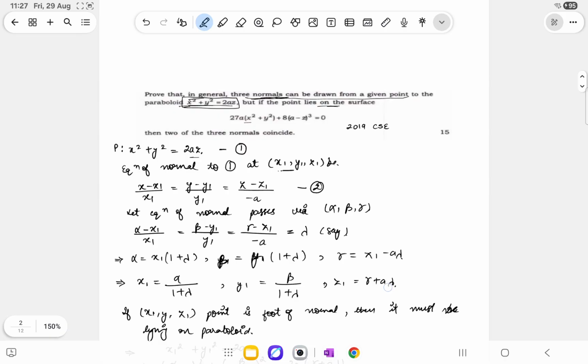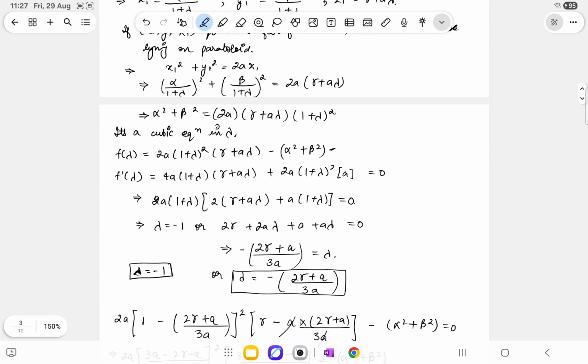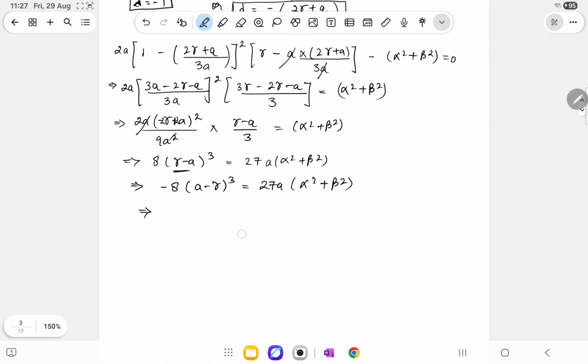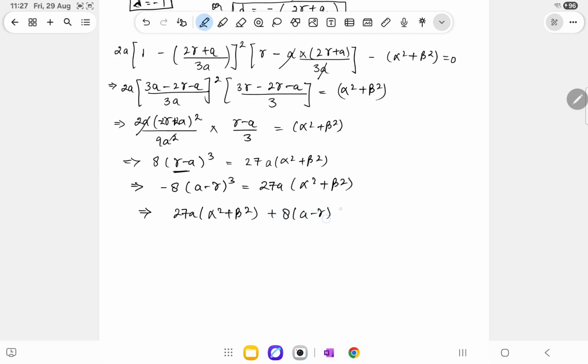27a into plus a minus z cube. If I take minus common from this term, I'll get 8 into a minus gamma cube is equal to 27a alpha square plus beta square. So from here I will get 27a into alpha square plus beta square plus 8a minus gamma cube is equal to 0. So this is the relation if two of the normals coincide.